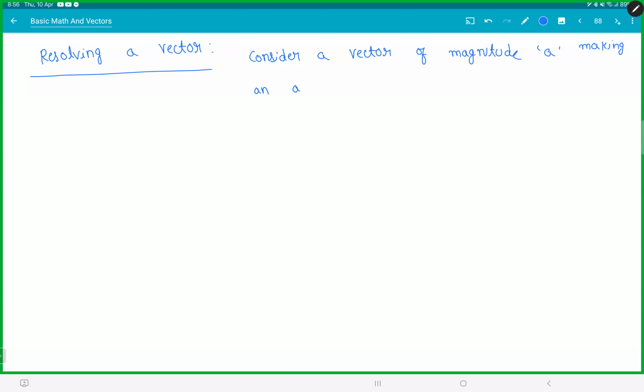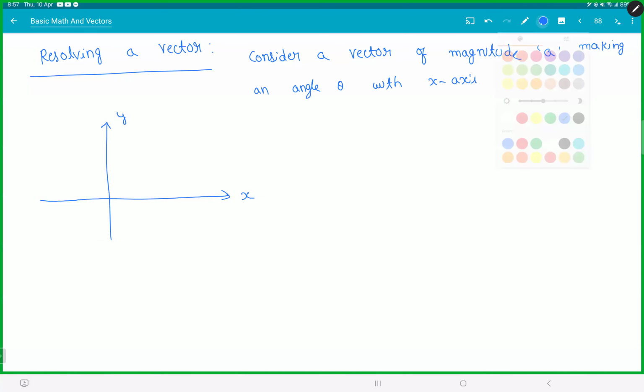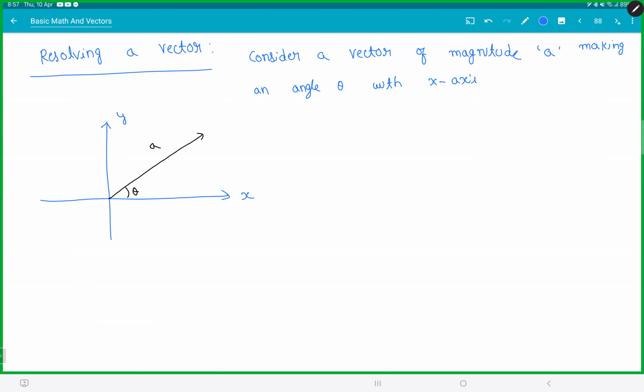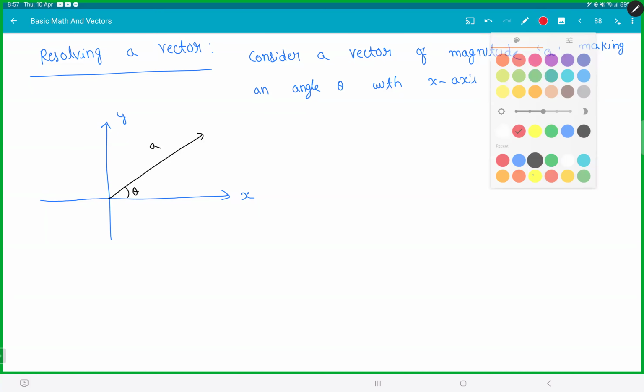Making an angle theta with the x-axis. You can even take the y-axis also. So you gave me x, you gave me y, and then you're telling me we have a vector here of length A making an angle theta. So you're asking me what is this vector? Now see, again listen, this is a verbal way of saying, right? I have a vector of A making an angle theta. But if you want to put it mathematically, what does it mean?